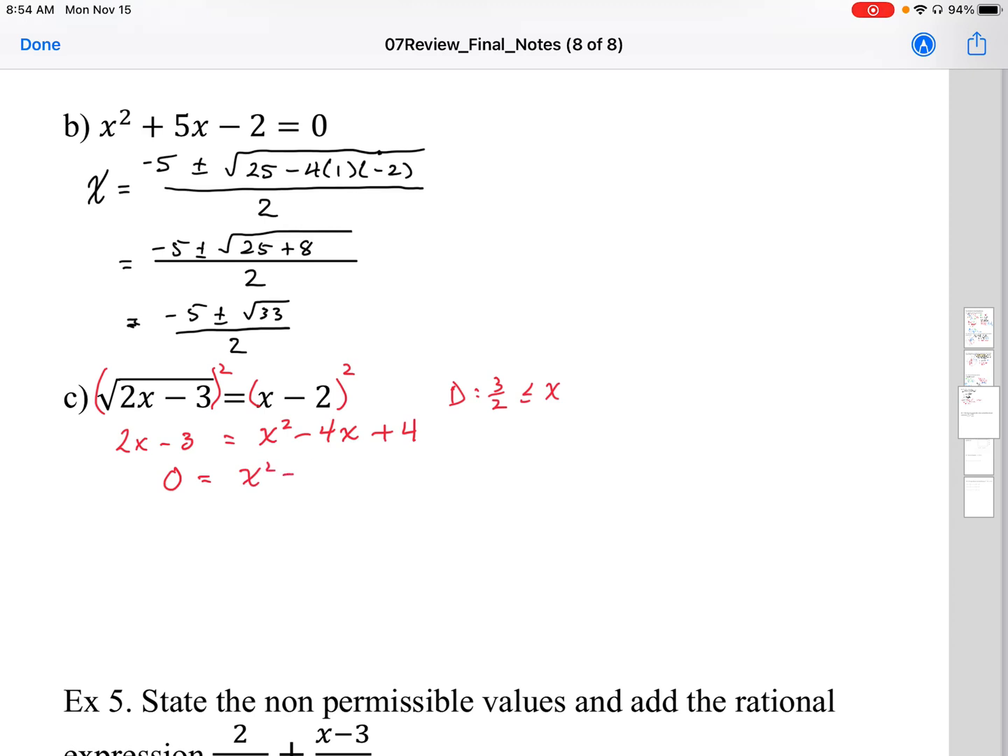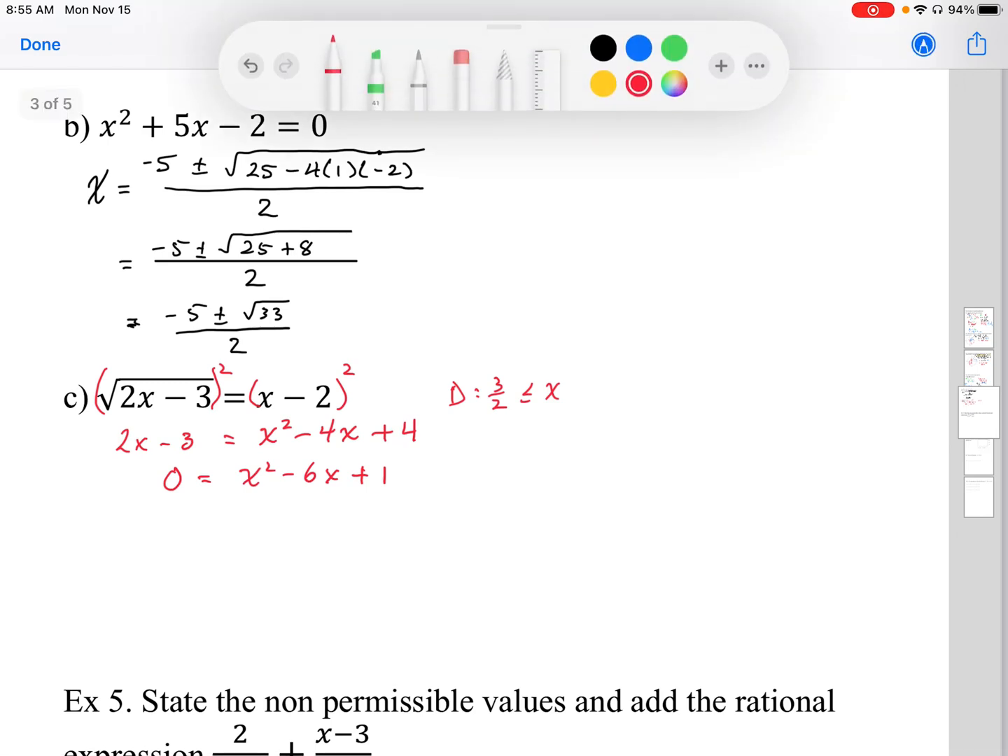So x squared minus 6x. Subtract 2x from both sides, add 3 to both sides, we're going to get minus or plus 1. Oops, no, that's not correct. We're going to add 3 to both sides, and we're going to end up with plus 7. Now is this factorable? There are two numbers that multiply to 7. This is not factorable. So we're going to have to solve this using the quadratic formula.